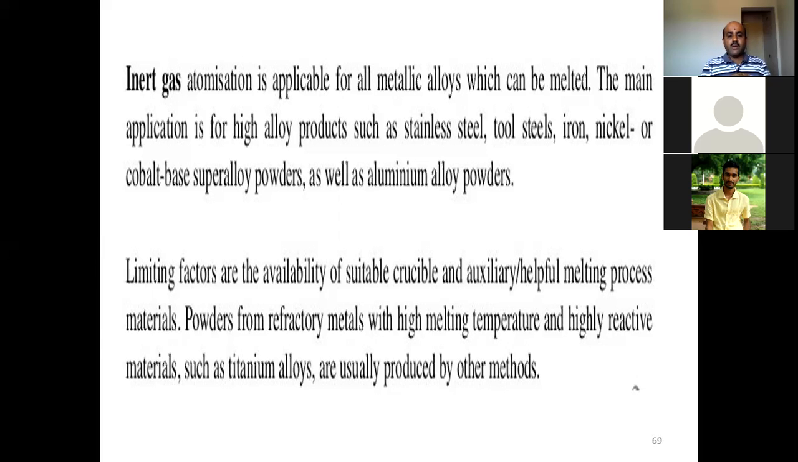Limiting factors are availability of suitable crucibles and auxiliary or helpful melting process materials. Powders from refractory metals with a high melting temperature and highly reactive materials, such as titanium alloys, are usually produced by other methods. This is the gas atomization technique.